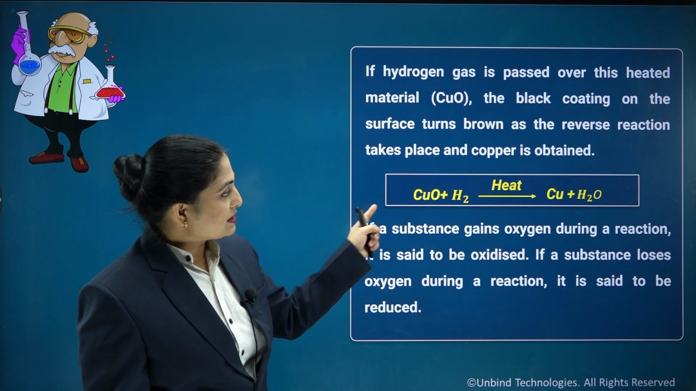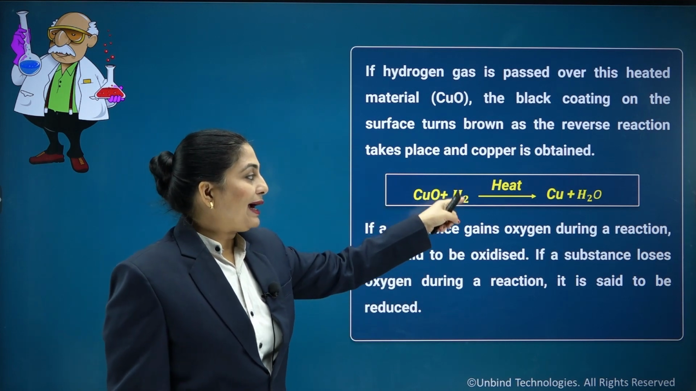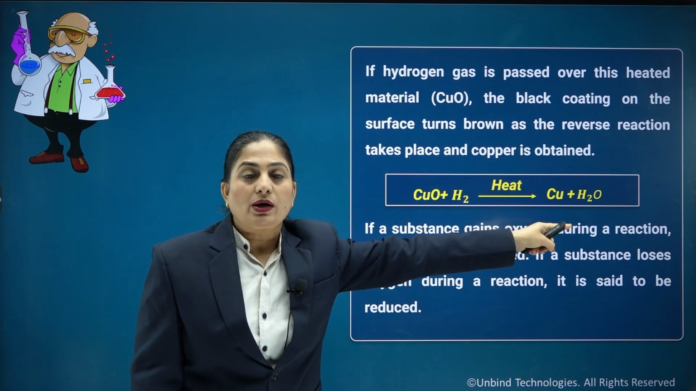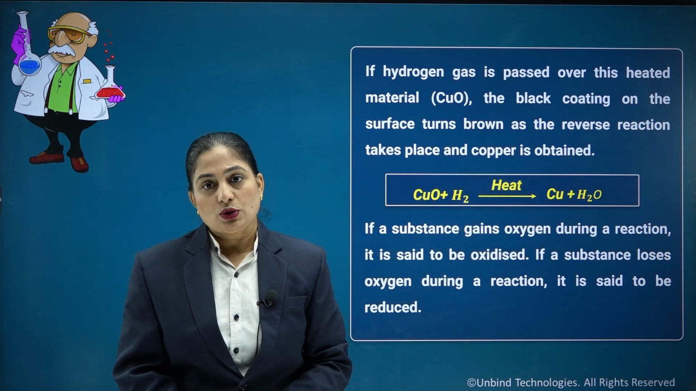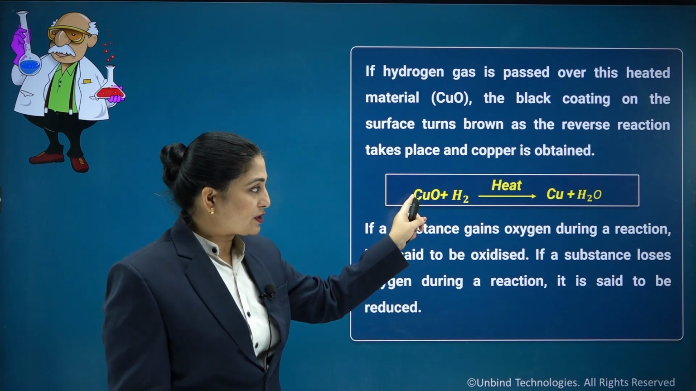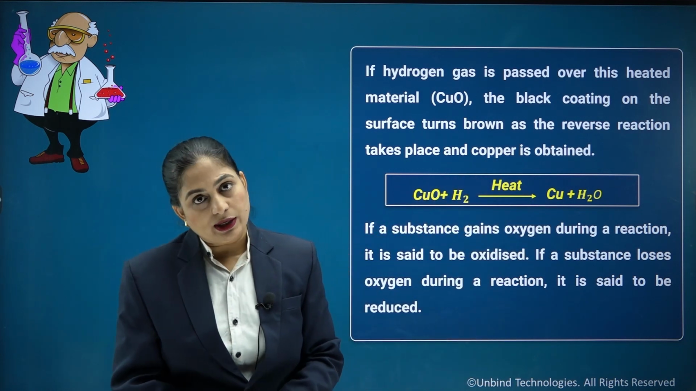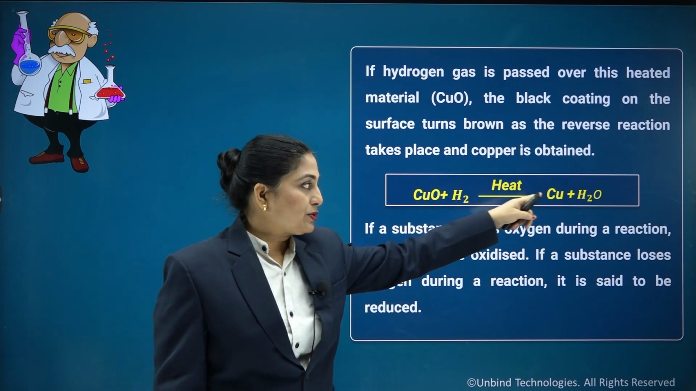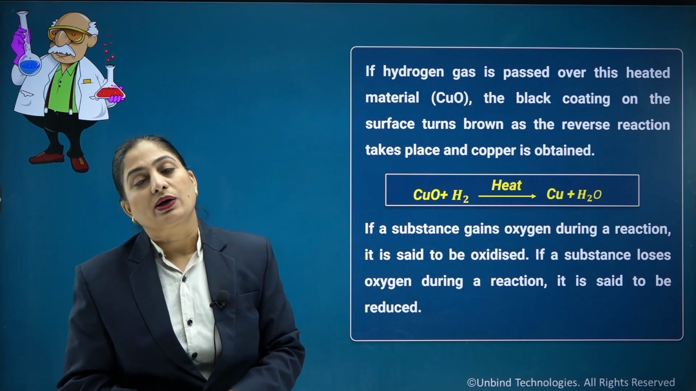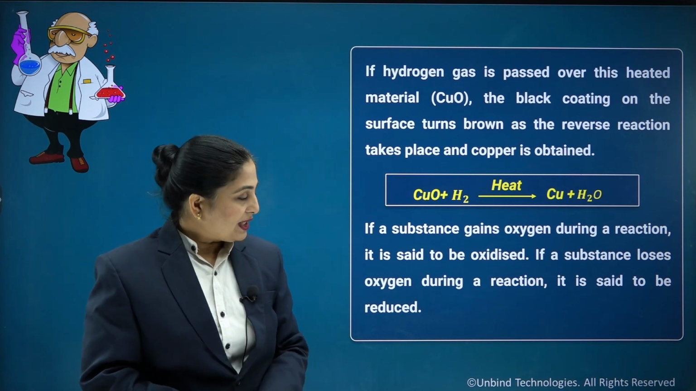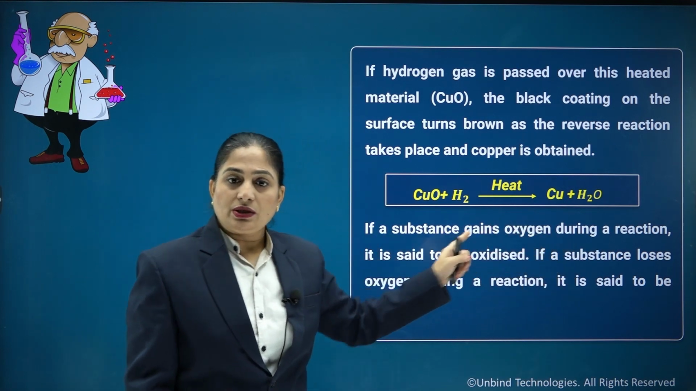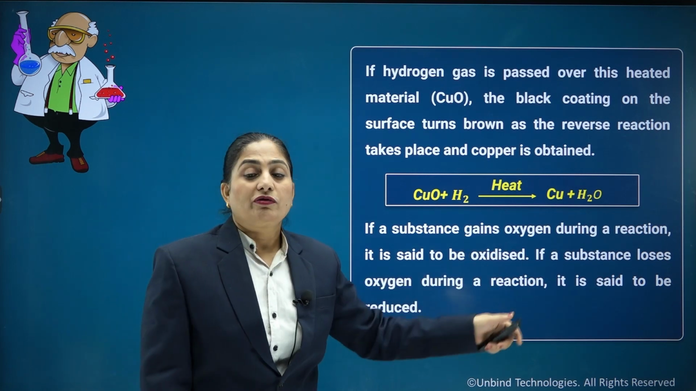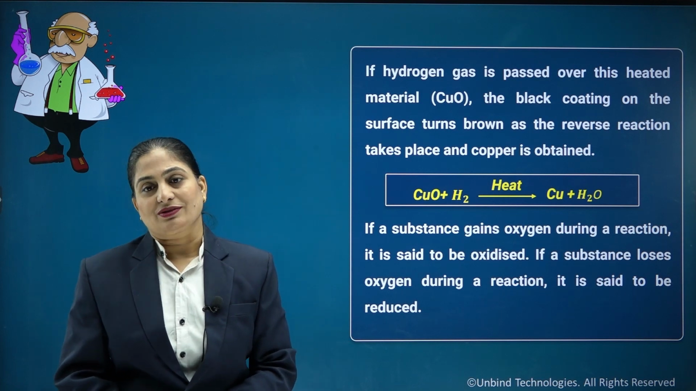So let us discuss the second example. Hydrogen is added to this copper oxide and it reduces into copper along with water. So copper includes the removal of oxygen, and thus we can say copper undergoes reduction. At the same time, oxygen combines with hydrogen, so we can say that hydrogen undergoes oxidation. So if any substance gains oxygen, it is said to be oxidized, and if any substance loses oxygen, we say the substance undergoes reduction.